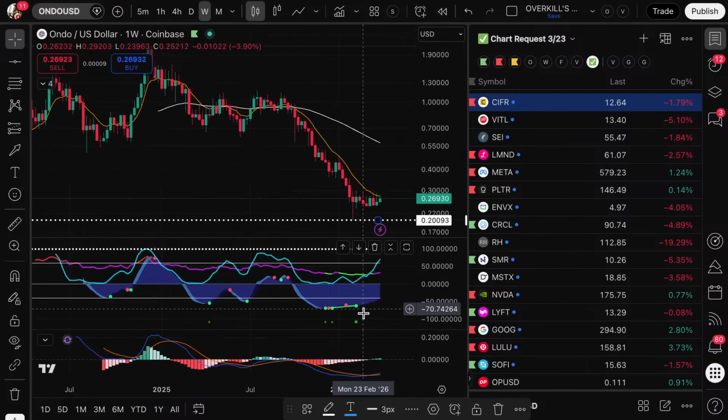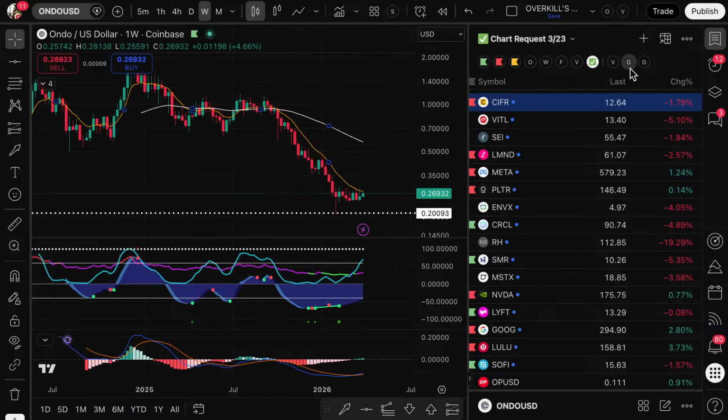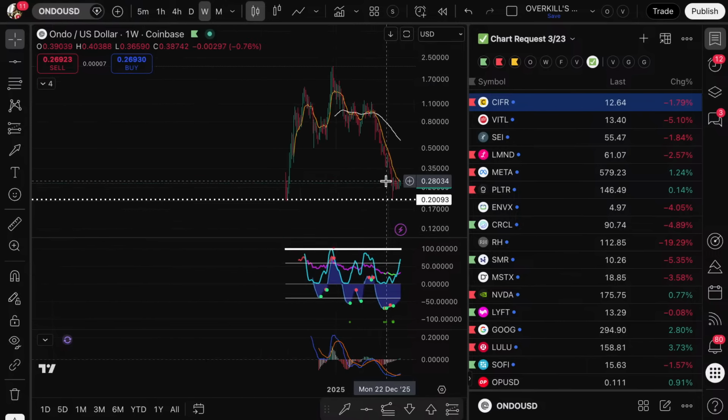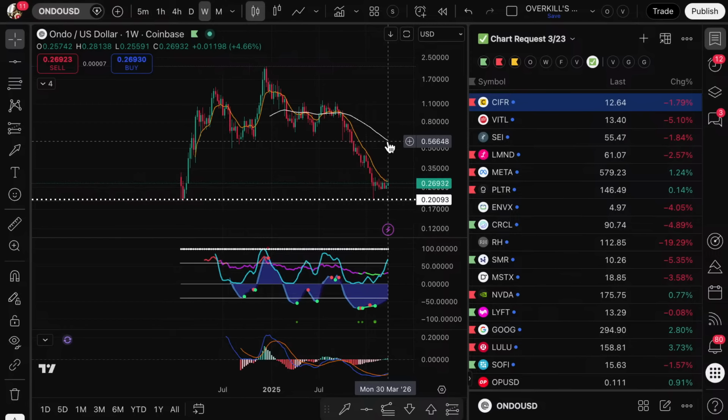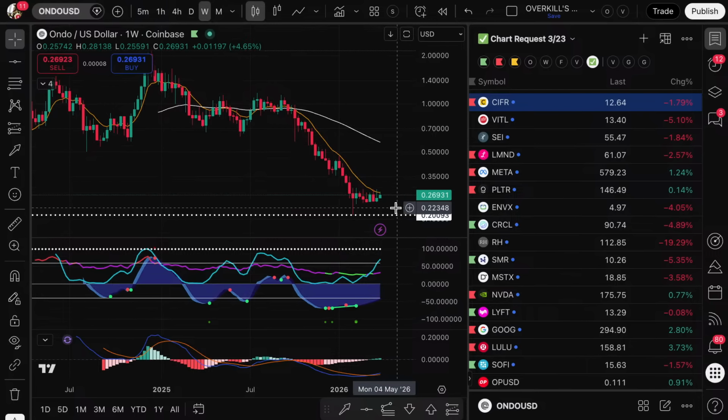But we do have our signal. We do have the MACD crossover. So you got an easy stop loss right there at 20 cents on Ondo. If it breaks 20 cents, you could just look to buy it lower. Stop out and buy it lower. If you believe it's going back up here to 2, it's not going to matter if you buy it at 26 cents or 20.